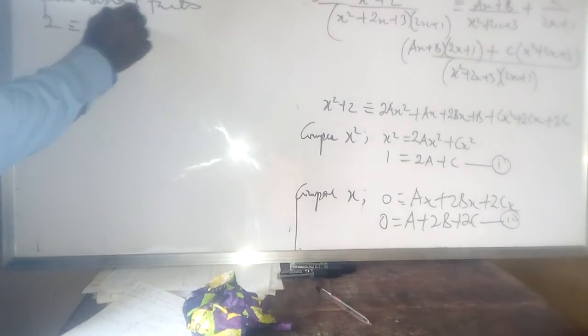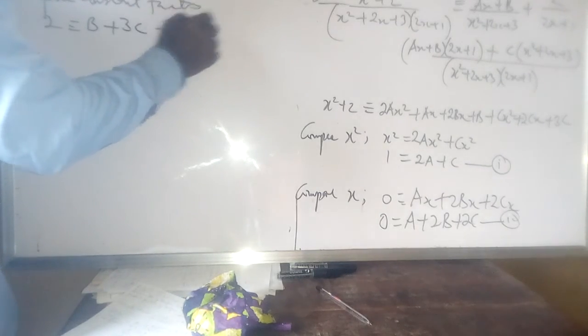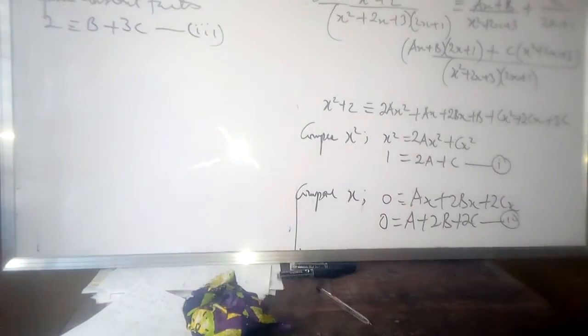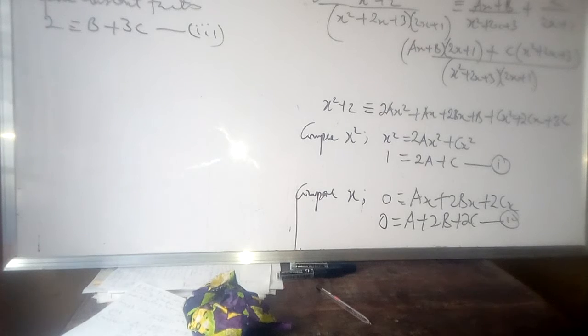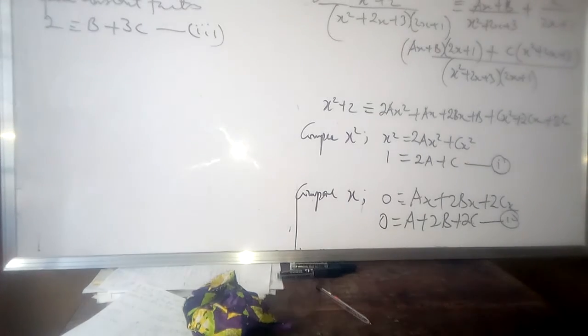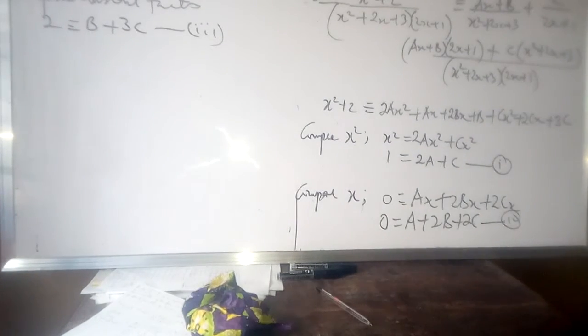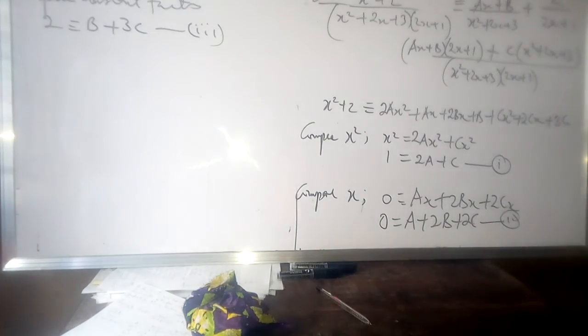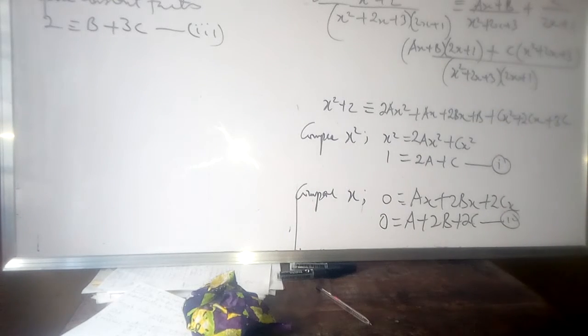Constant again. We have plus 3c, so we can call that equation 3. So we are now having 3 different equations. In equation 1, we can try to get a new equation such that when we put it into the other ones, it will give us another one, so as to be able to reduce the length of our equations.